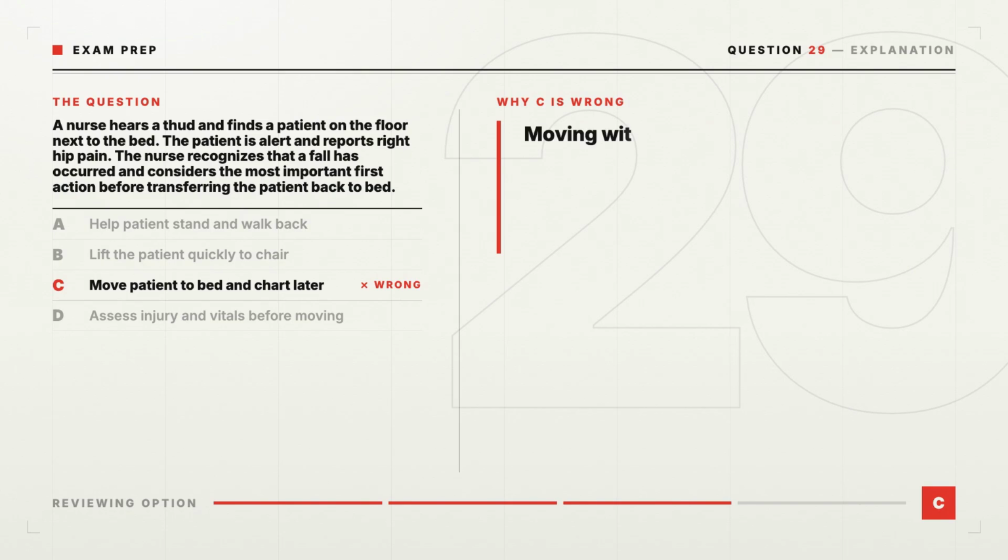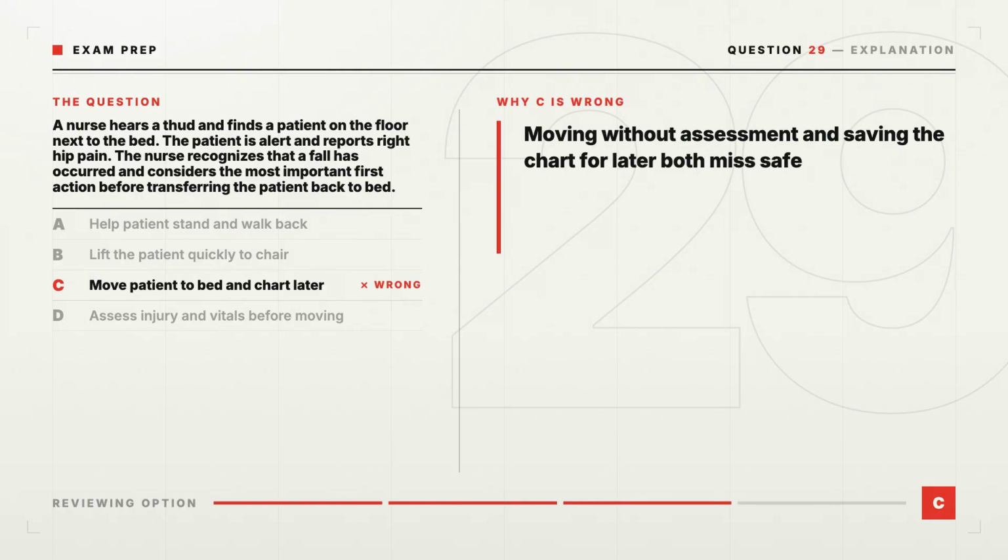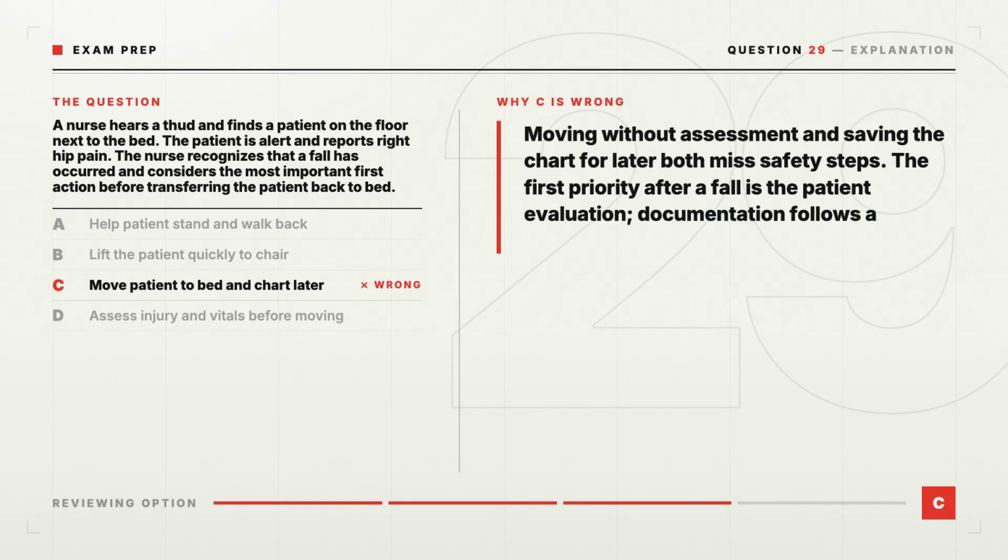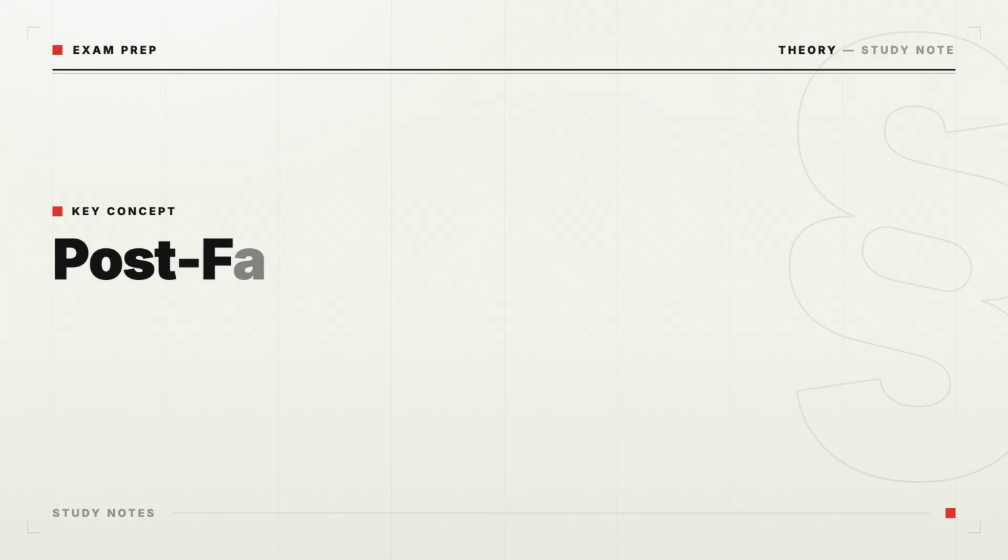C is wrong because moving without assessment and saving the chart for later both miss safety steps. The first priority after a fall is the patient evaluation. Documentation follows after the patient has been protected and treated.